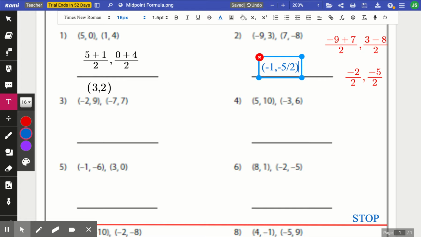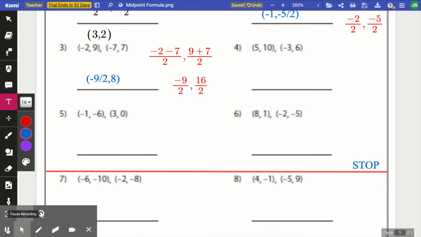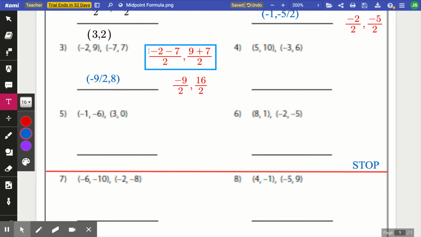I don't care. Okay, so why don't you pause the video and give number 3 a try. Okay, and here we go. We have our x's, negative 2 plus a negative 7, which is just negative 2 minus 7 divided by 2. And then our y's, 9 and 7. So 9 plus the 7 divided by 2.